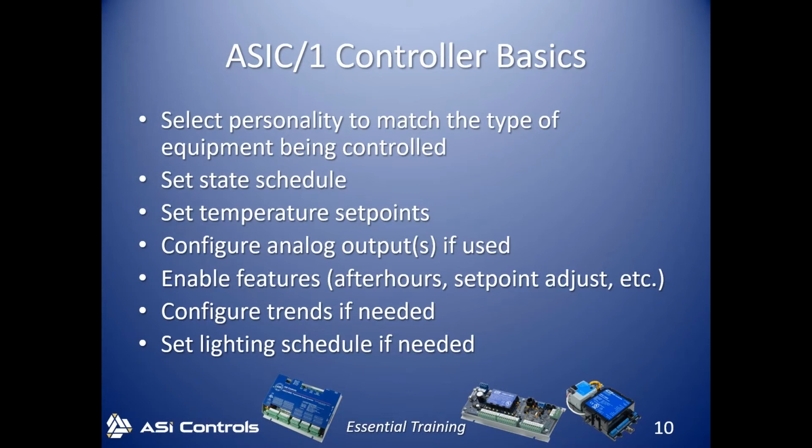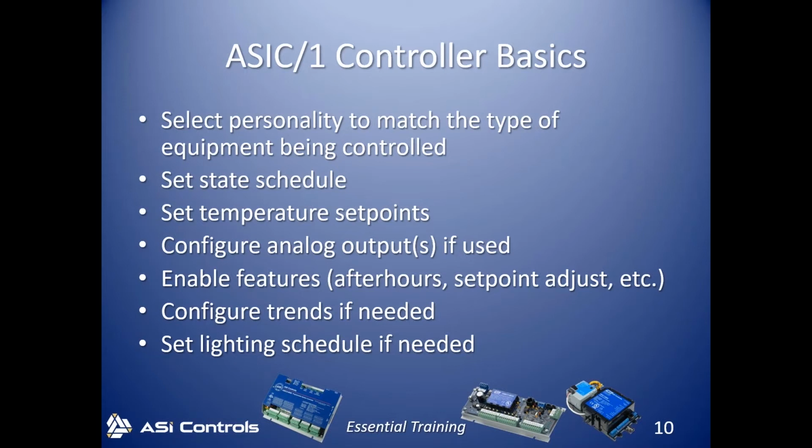And so there's different set points. Occupied usually has the tightest set points, and then night setback and unoccupied, usually we spread the set points, so there's independent heating and cooling set points for each state. The analog outputs operate independently of the personality. So the 6100 controller, the VAV controller, has one analog output, and the 8100, the rooftop controller, has two analog outputs.